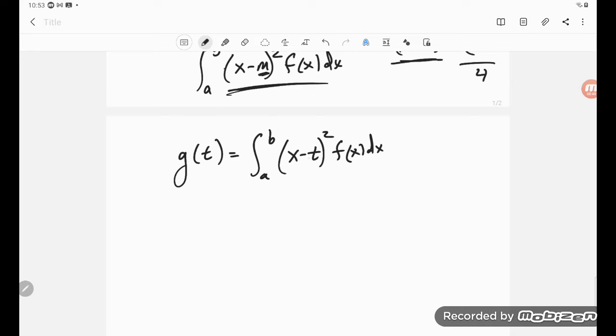function in terms of t, then you need to take a derivative g prime of t, and so that's the integral from a to b of (2x minus 2t) f of x dx, like that.